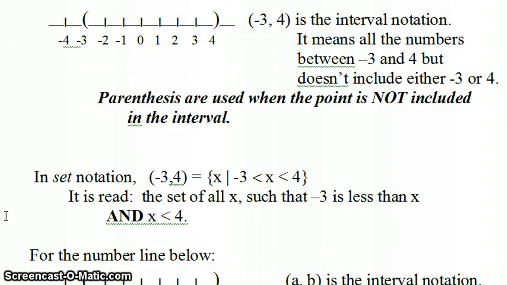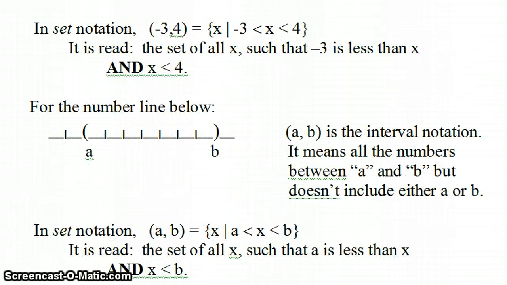That's called set notation. The way that it is read is the set of all X, so that's how you read the squiggly brace. The vertical bar is read such that, and then you read the condition. So it's read the set of all X such that -3 is less than X and X is less than 4. So we have three ways to represent the same thing. The graph above is the graphical representation of it. The set with the parentheses around it is the interval notation, and the one with the squiggly braces around it is represented as set notation.